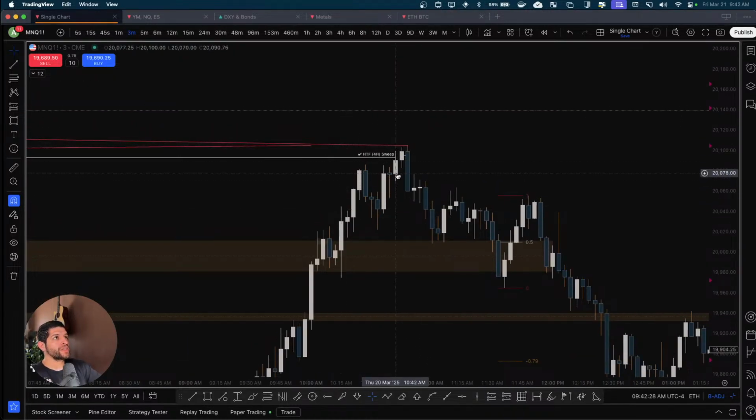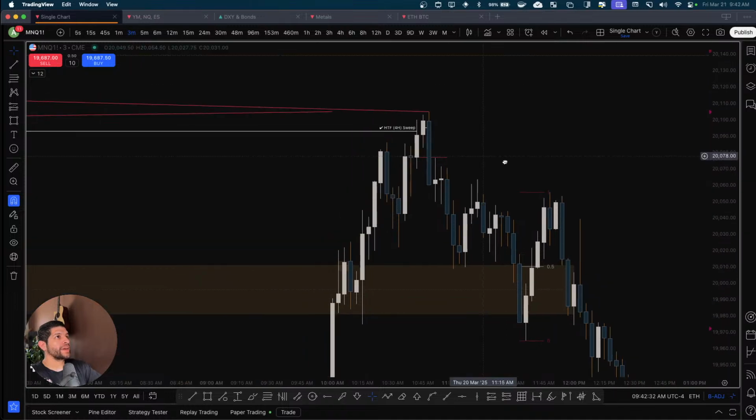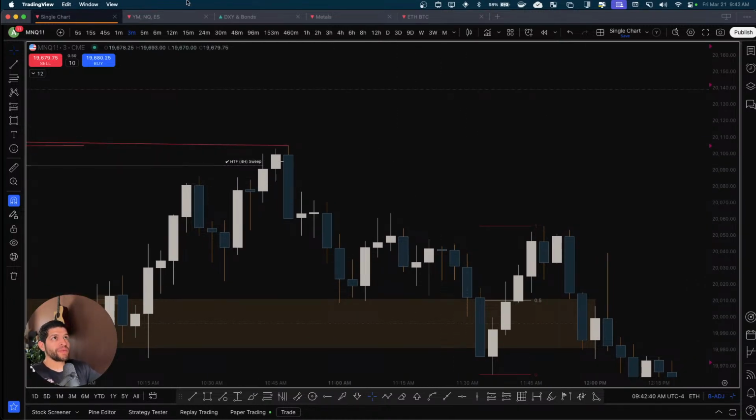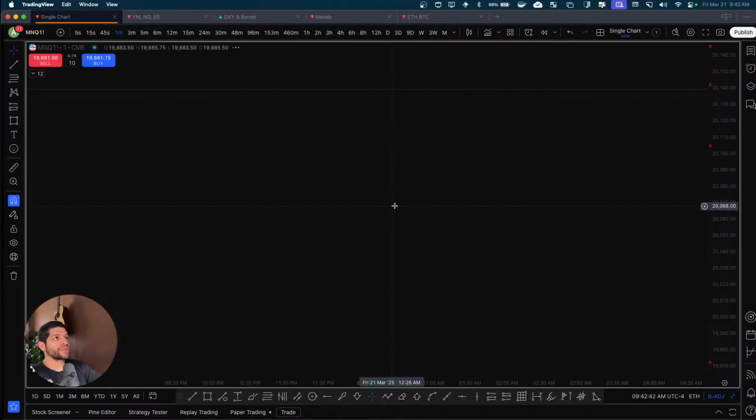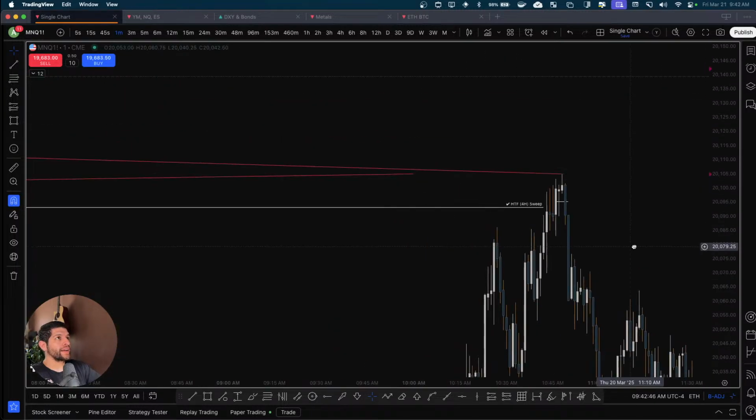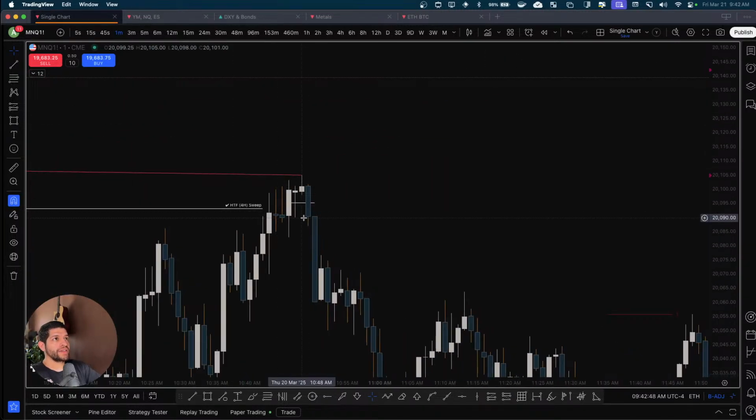This was a manipulation, CISD, closed below. I didn't get an entry here. I actually got an entry, but I was early and I took it off because it just was not the model that I was looking for. Even though it played out, I was still happy to take it off. So that was not my model, and if it was, then I didn't catch it. But I didn't see any entries here.